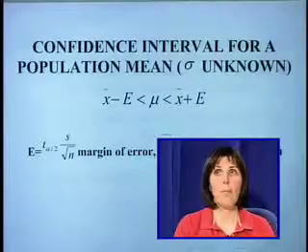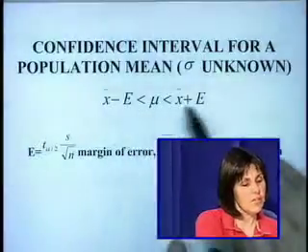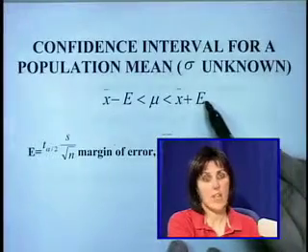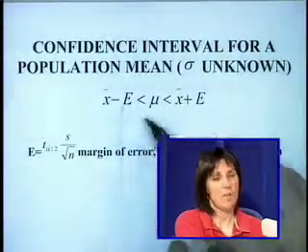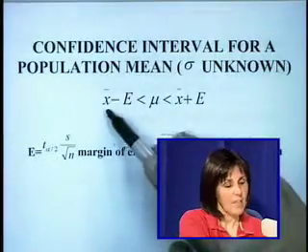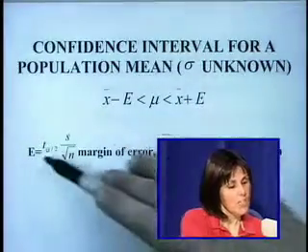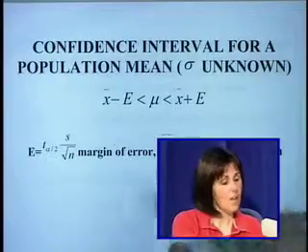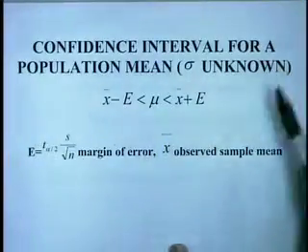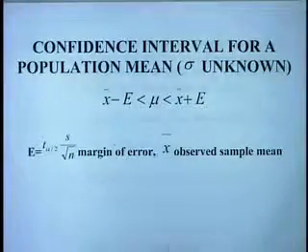Now, when that happens, you have the same formula for the interval: the sample mean plus the margin of error, the sample mean minus the margin of error. And the margin of error is not given with z alpha over 2 this time. When you don't know sigma, it's t alpha over 2. You'll be using the t distribution instead of the z distribution.